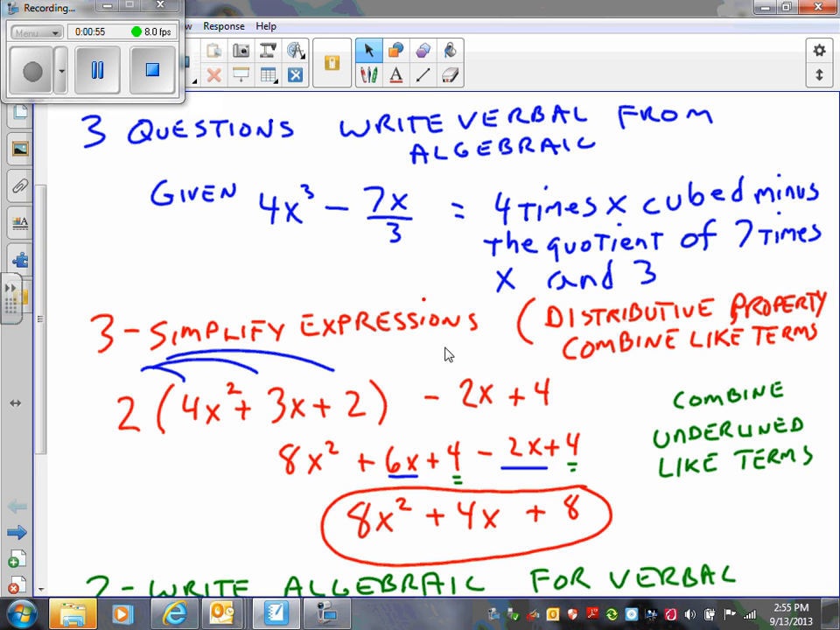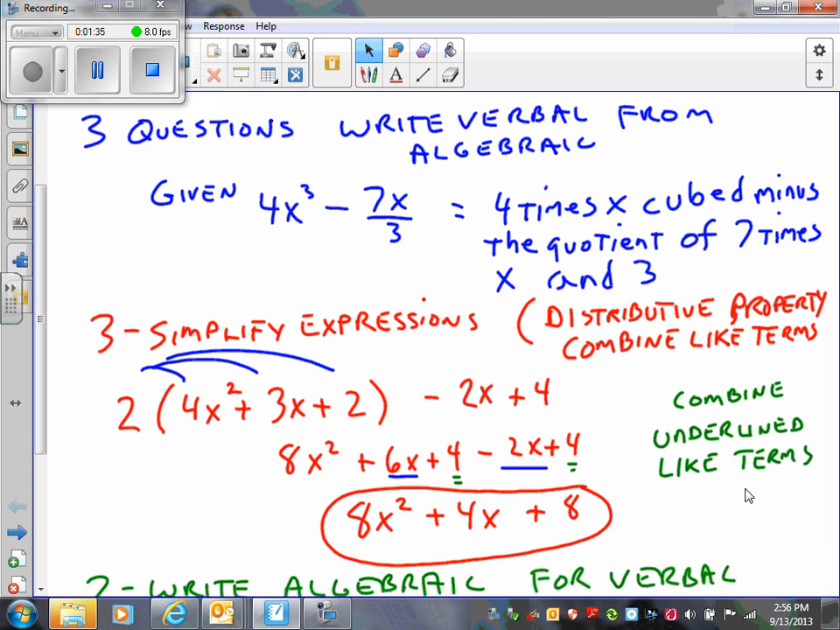You have 3 problems where you have to simplify expressions. Those will either be distributive property or combined like terms or a combination of both. So if you had something like this expression, 2 times the quantity, 4x squared plus 3x plus 2, and then we were going to subtract 2x plus 4, the first thing we would have to do is do our distributive property. We take the 2 and we'd multiply it by 4x squared. That gives us 8x squared. We take the 2 and multiply it by 3x. That would give us 6x. We take the 2 and multiply by 2 to get 4. We still have this minus 2x, and we still have this plus 4.